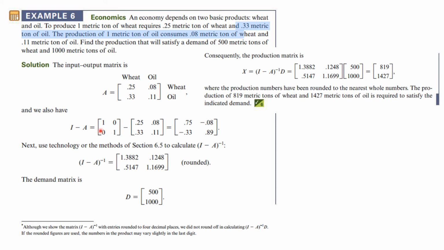So I minus A is the matrix with 1s down the diagonal and 0s elsewhere, and when I subtract, it is going to be this. Now we use technology to find I minus A inverse. So I'm taking the inverse of this, and this is what D was. So X is equal to I minus A inverse times D. I multiply it, and this is what I get. We've rounded this to the nearest whole numbers.